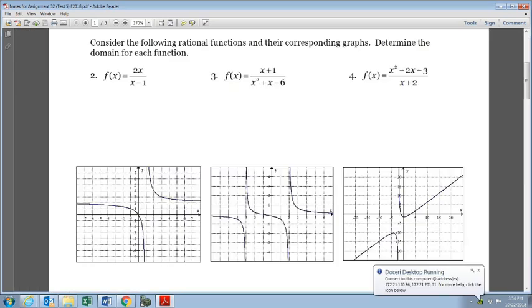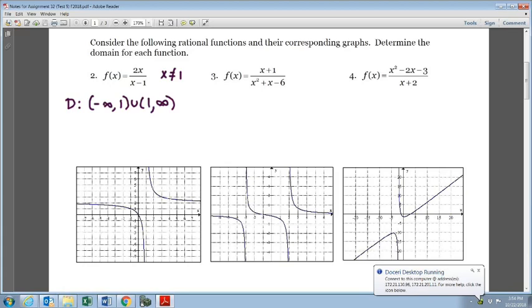It says, consider the following rational functions and their corresponding graphs. Determine the domain for each function. So if you look at number 2, we're wanting to see when the denominator is 0. So notice x can't be 1. And so that's what we call our restricted value for this function. And our domain is everything else.